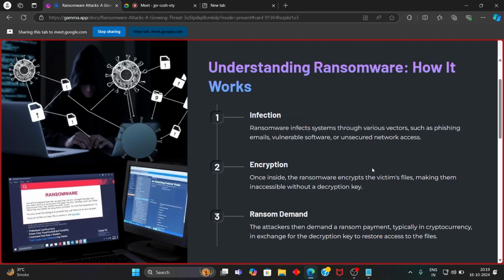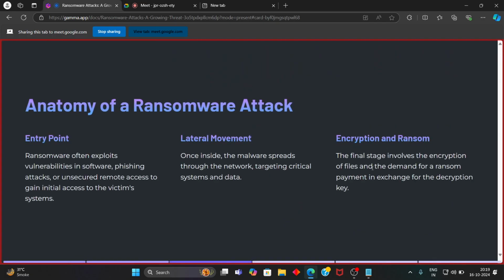So yeah, after the slide, we have the anatomy of a ransomware attack. First is the entry point. Ransomware often exploits vulnerabilities in software, phishing attacks, or unsecure remote access to gain initial access to the victim system. So first, as we discussed before, they find a specific weak point, an entry point into a system, using which they can enter. The second one is lateral movement. Once inside, the malware spreads through the network, targeting critical systems and data. It spreads into other devices in the same network too, and also encrypts their files.